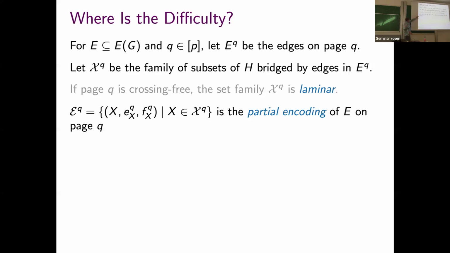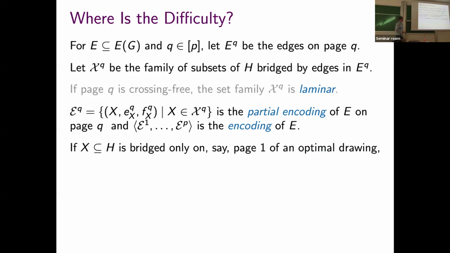Okay, and if we use this to encode the solution on page Q, then E1 to EP is an encoding of some solution E.